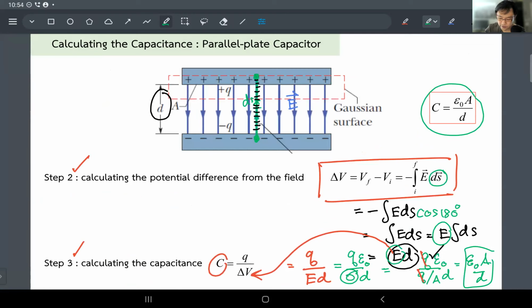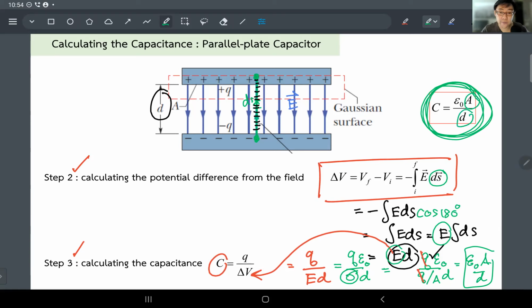You take the electric field from step 1, put it in step 2, get the delta V from step 2, put it in step 3. Q eventually cancels, and you get the end result that looks like this. You are done. Okay. So that is the capacitance of a parallel plate capacitor, having the plate area A, and the distance between plates D.